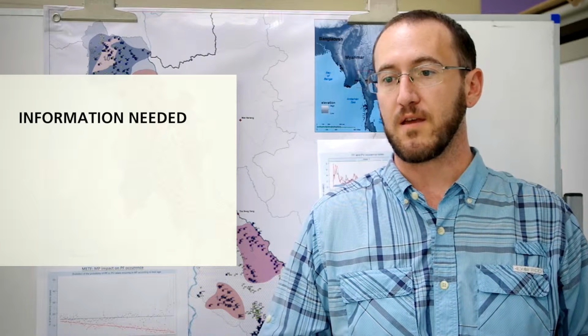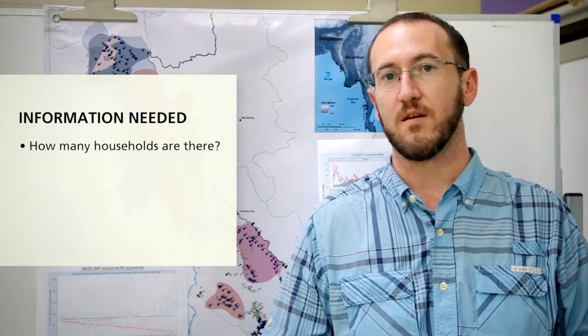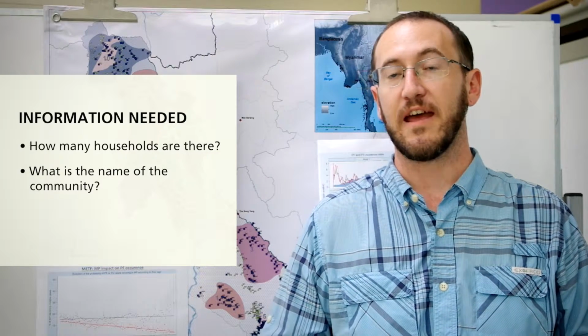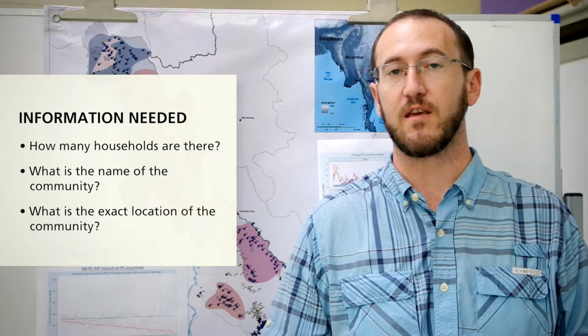So the use of mapping in malaria projects is not new, but what is relatively new is the use of satellite systems for accuracy in those maps. We use global positioning systems, GPS, along with GIS surveys so that we can collect information about these places. We want to know roughly how many households are in a community, what the community is called, and exactly where the location of that community is.